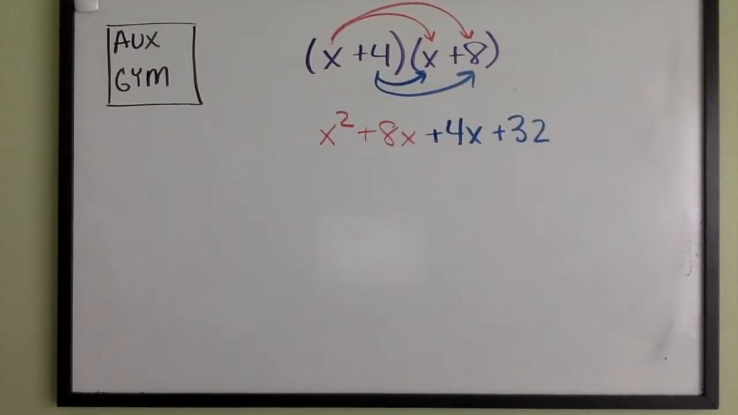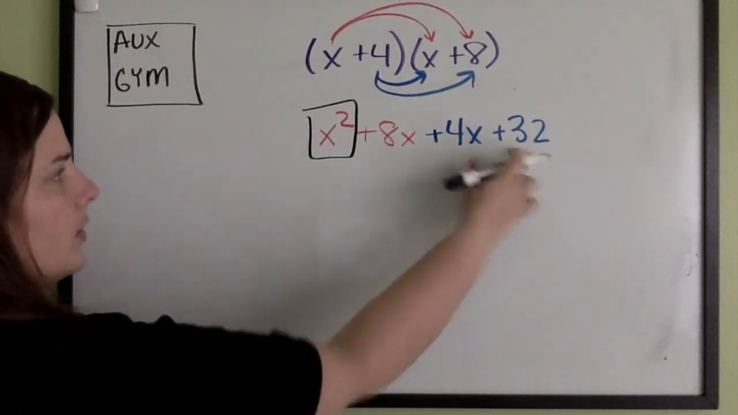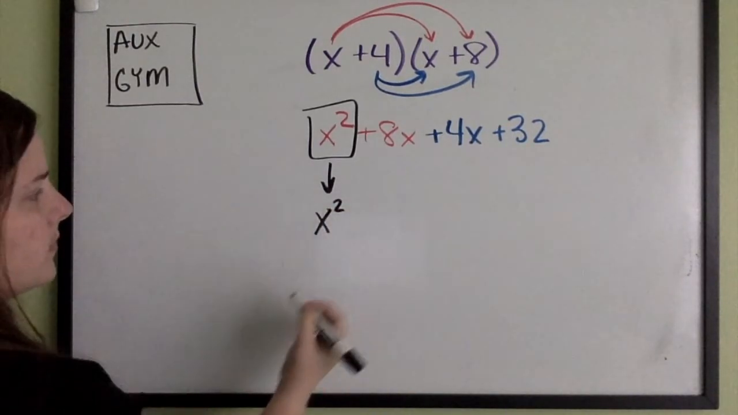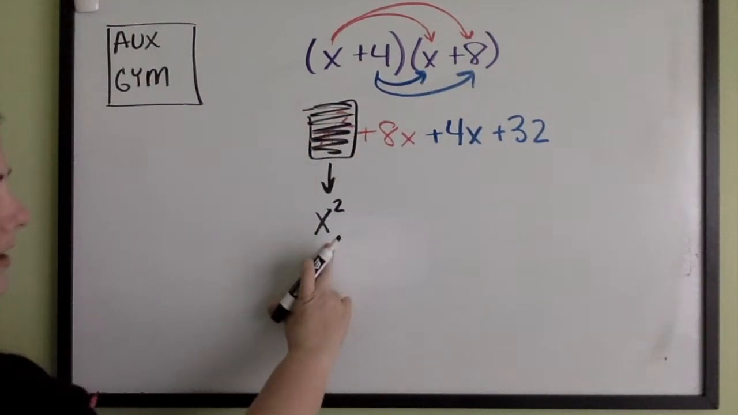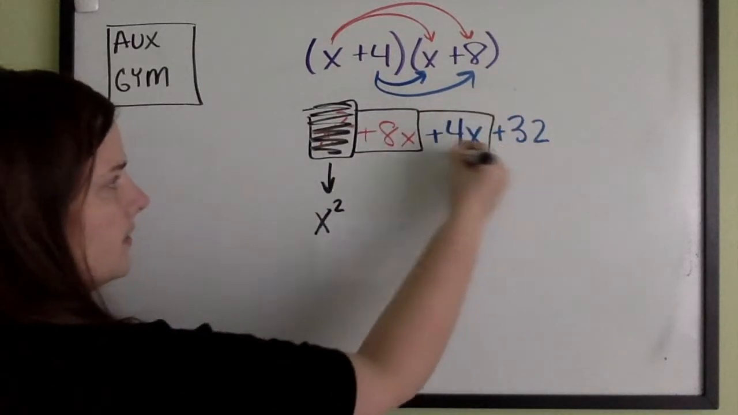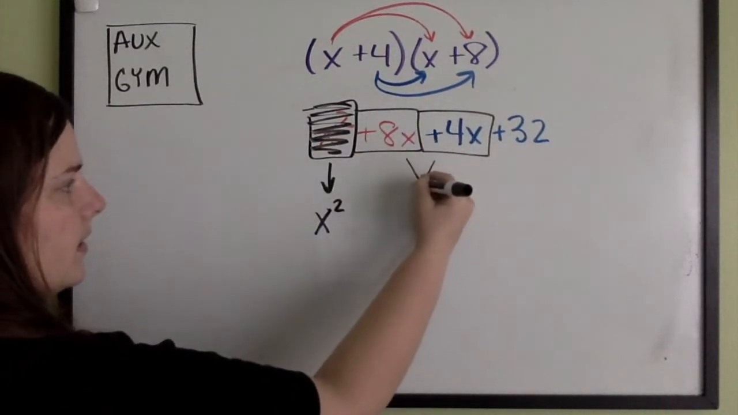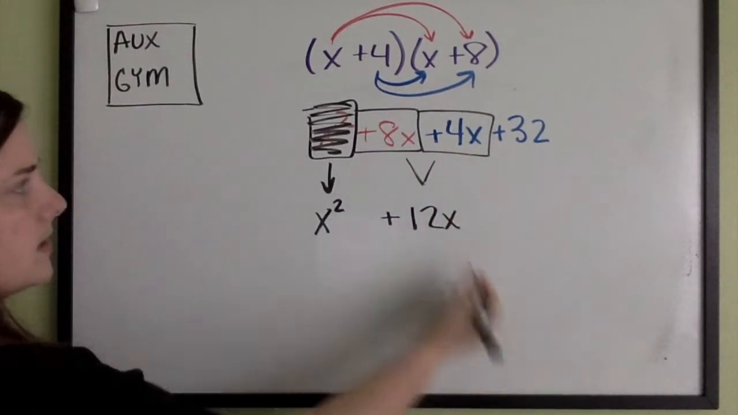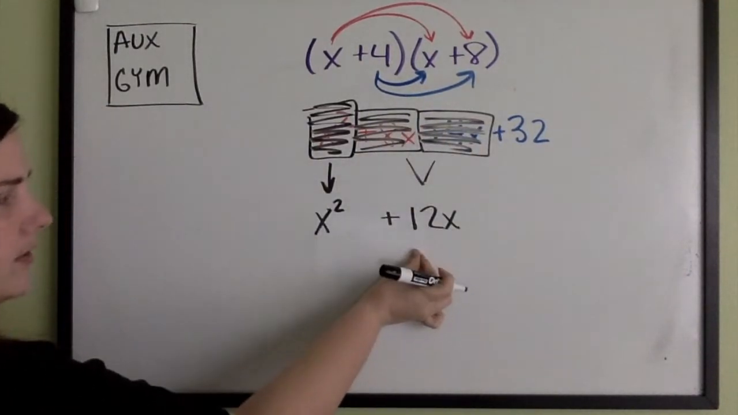Now I'm going to identify my like terms. X squared. There are no other x squareds in this expression, so I'm just going to drop it down. This is no longer part of my original expression because I've already recreated it here. I'm going to look at positive 8x. There's a positive 4x that goes with it. Positive 8x and positive 4x together make a positive 12x. I've used these 2 parts of my expression up and recreated them together here.